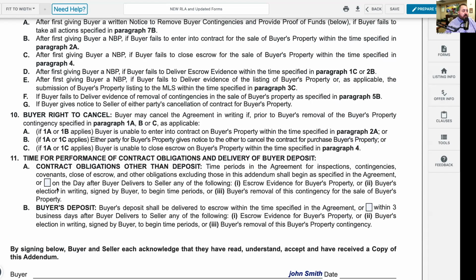If I check the box, then all my time periods start after I remove my contingency, which also goes for the seller, which means it's not just my contingencies, but now the seller doesn't have to give me disclosures. The seller doesn't have to give me any reports. The seller doesn't have to do anything until after I remove my contingencies. So for both parties, seller and buyer, I am advising you to not check this box.